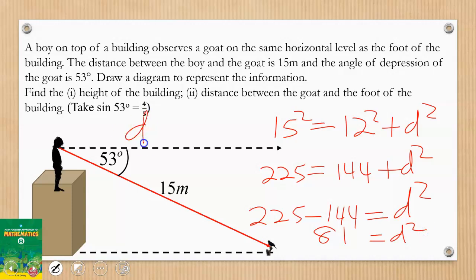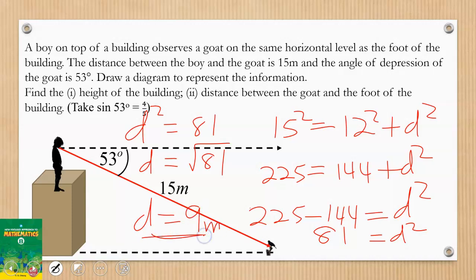Okay, so you can see our D squared is equal to 81, which means if we take the square root of both sides, we have 81. And what is our D? D becomes 9. So 9 meters becomes the answer for D.